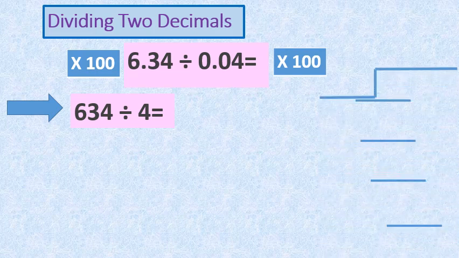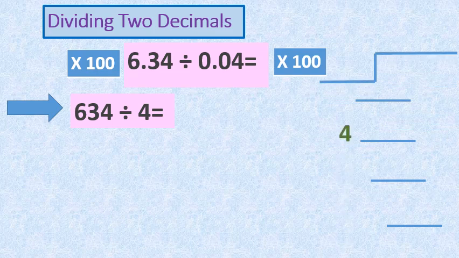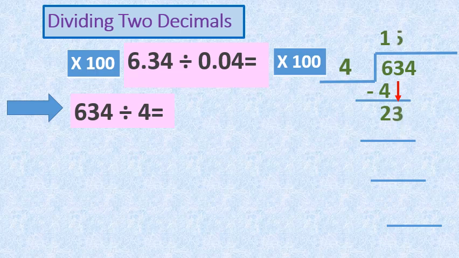Let's arrange the numbers, here the divisor, here the dividend. 4 times what gives me 6, or a number closer to 6? It would be 1. 1 times 4, it's 4. 6 minus 4, it's 2. Now 3 comes down. 4 times what gives me 23, or a number closer to 23? It's 5, because 4 times 5 is 20. 23 minus 20, it's 3.